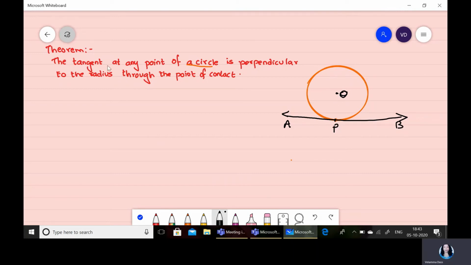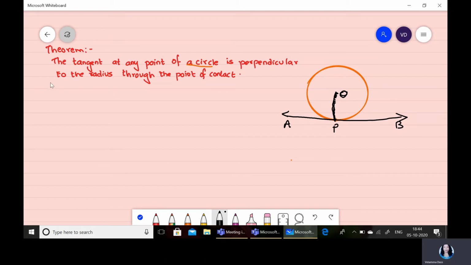You have to prove that the tangent, that means AB, at any point of a circle is perpendicular to the radius through the point of contact. Now here the radius is OP. Here OP is the radius. So you have to prove that OP is perpendicular to tangent AB.